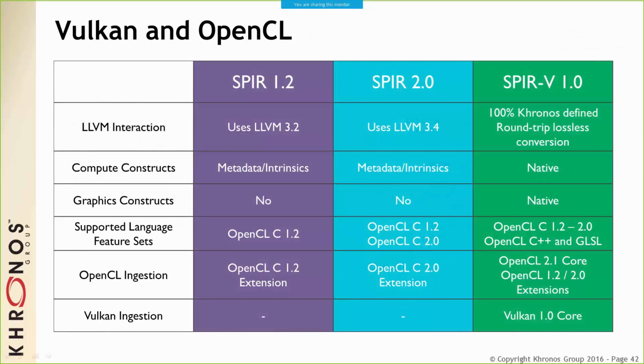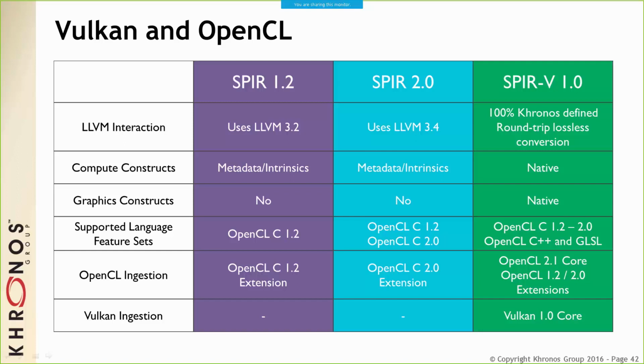So originally SPIR was very closely tied to LLVM, which is a common compiler framework, if anyone here is a compiler engineer. It was tied to a very specific version of LLVM, 3.2, and it was also an extension in CL 1.2 and 2.0. But what the Khronos Group decided to do moving to SPIR-V was to break that dependence.